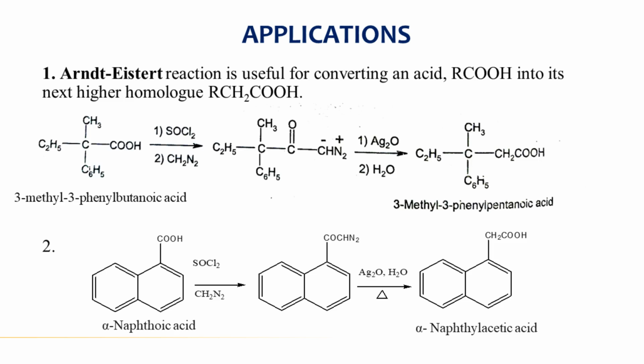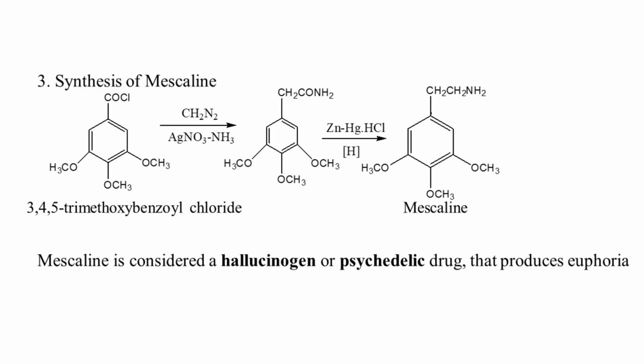Applications of the Wolff rearrangement include the conversion of acids to their next higher homologues, such as the conversion of 3-methyl-3-phenylbutanoic acid to 3-methyl-3-phenylpentanoic acid. Another application is the synthesis of mescaline, a hallucinogenic drug, from 3,4,5-trimethoxybenzoyl chloride using the Wolff rearrangement.